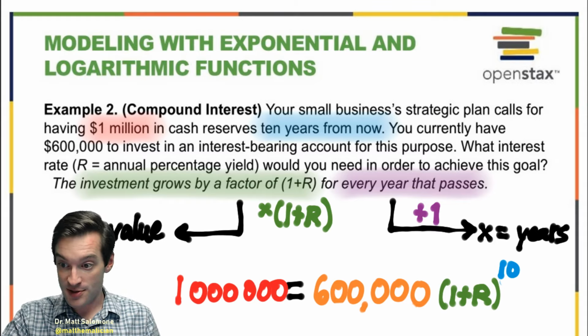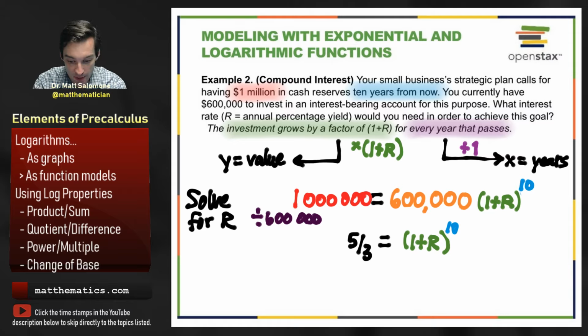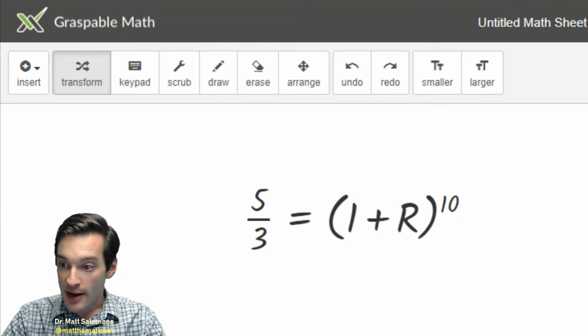And so now you sort of take another step back, and you say, well, what's going to happen if I want to get that 10 by itself? I've got 5/3 is equal to 1 plus r to the power 10. I want to actually go back to our graspable math illustration for this, just because it's so nifty. So 5/3 equals 1 plus r to the 10th. What should I do in order to try and get this r by itself?